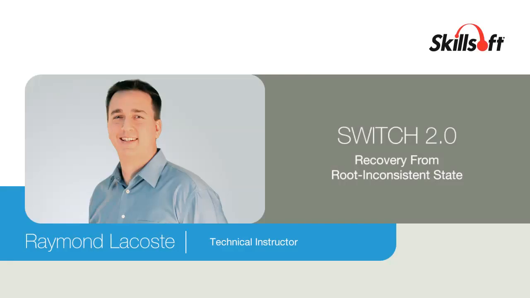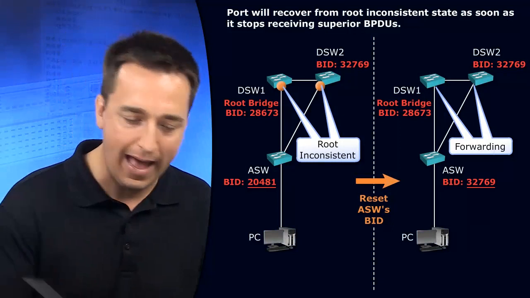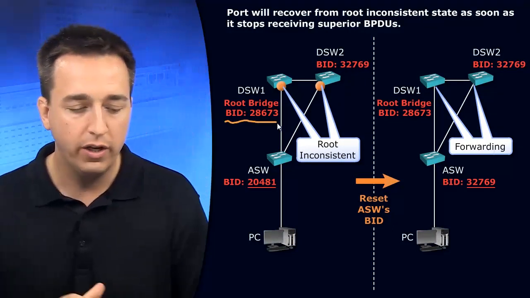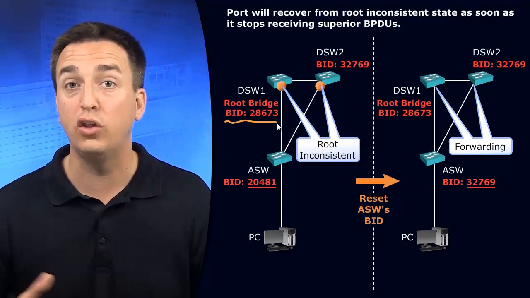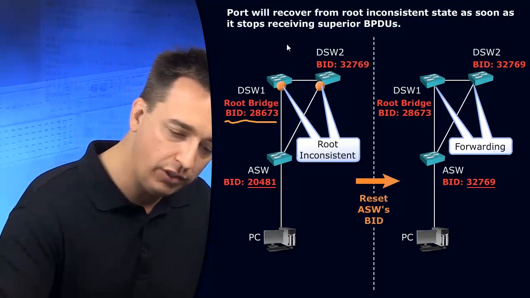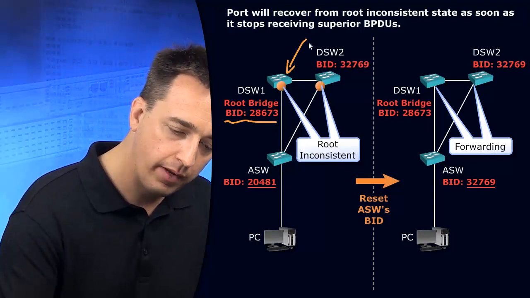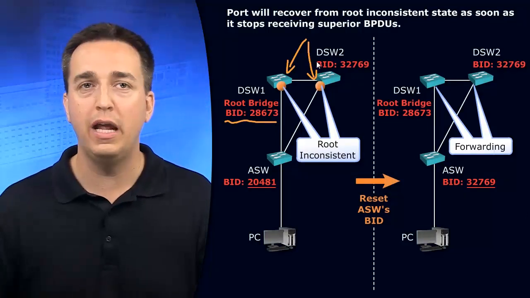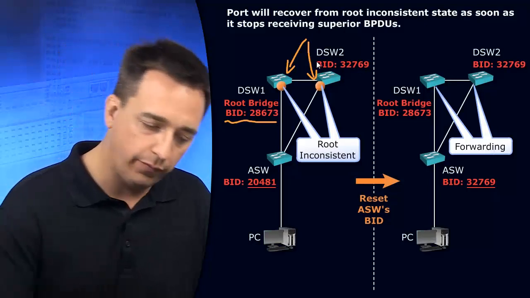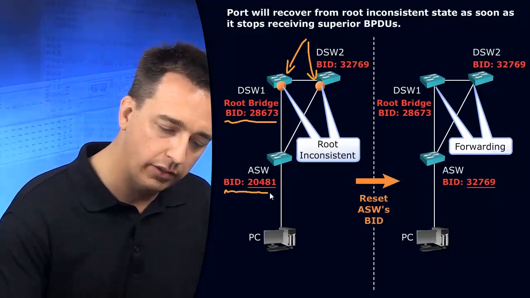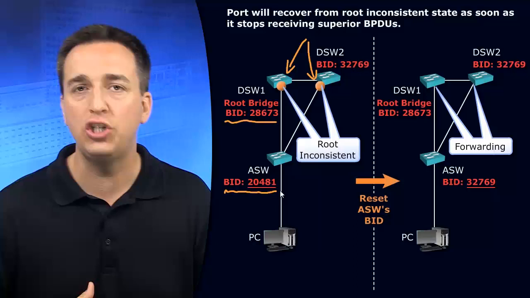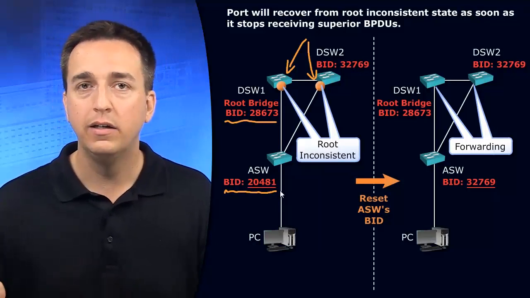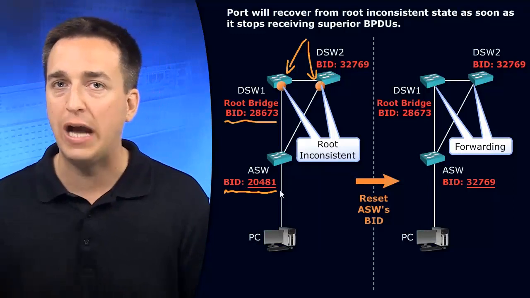Examine the topology on the left-hand side. What do we have? We have DSW1 as the root bridge with a priority of 28,673. We have these two ports configured as root guard enabled ports. And for some reason, our access layer switch had its priority changed to 20,481, making it the device with the best bridge ID.